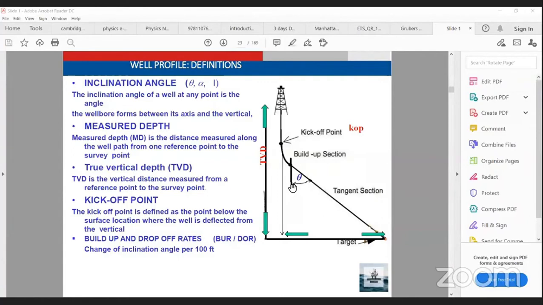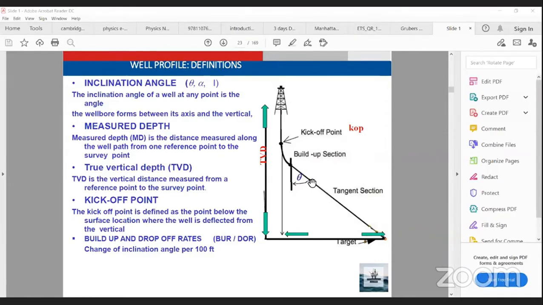Another feature is measured depth and true vertical depth. There are two depths in directional drilling. In normal or conventional drilling, there is only true vertical depth. True vertical depth is the vertical distance from the surface location to the target point, or the measured point I wish to have the depth of. In directional drilling, I deviate from the vertical and build angle. When I deviate from the vertical and build angle, I have another depth, which is called measured depth.